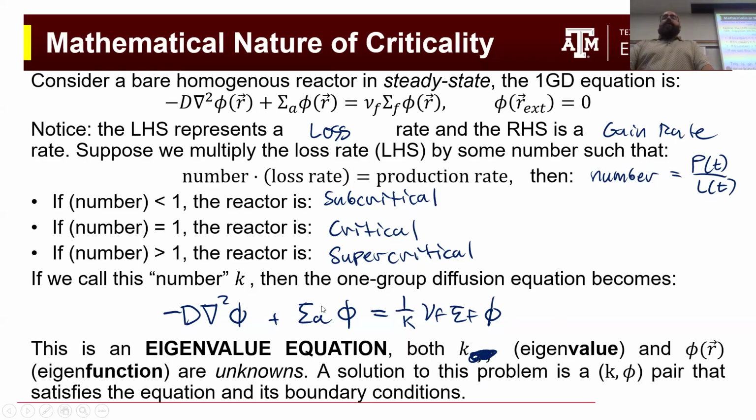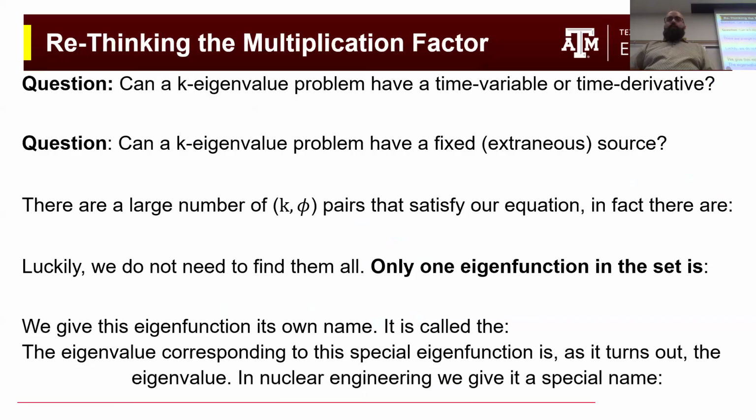Well, sorry, I take that back. There are a lot of different Ks and phis that could satisfy this equation, but there's only one of those solutions that we actually need to know about. We might be wondering about k eigenvalue problems having a time variable or a time derivative. They never do. When we talk about k eigenvalue problems, there are no time derivatives. We're looking at steady state. We're looking for k eigenvalue, eigenfunction pairs in steady state.